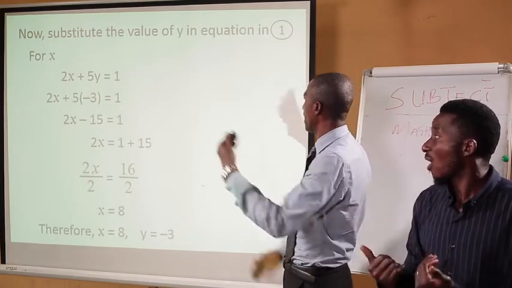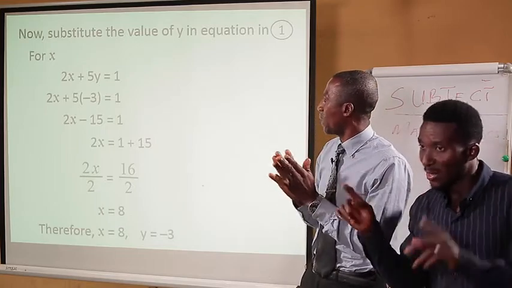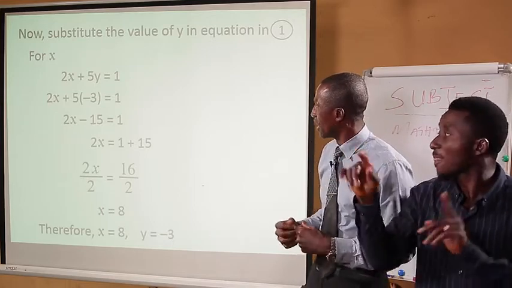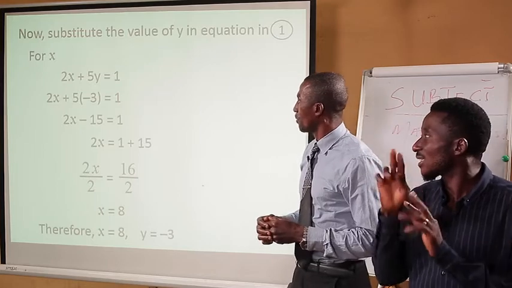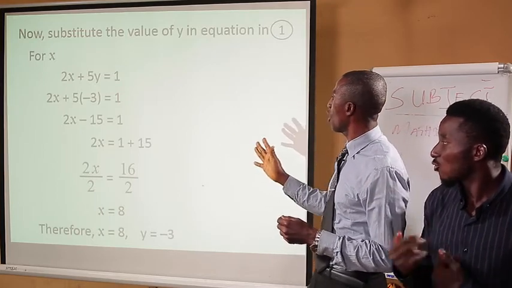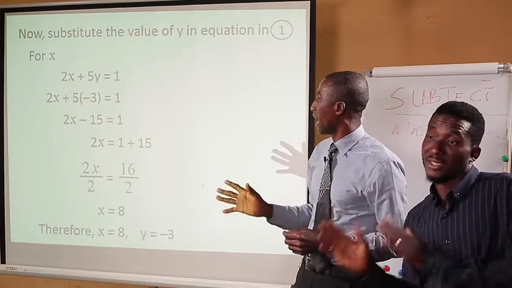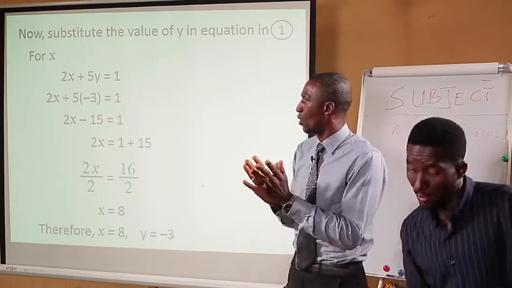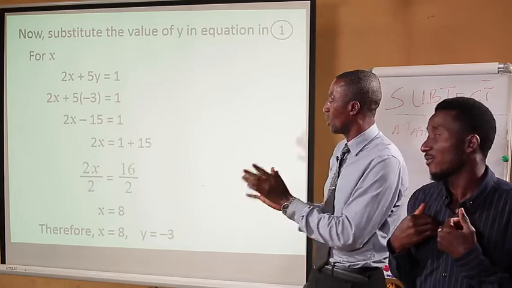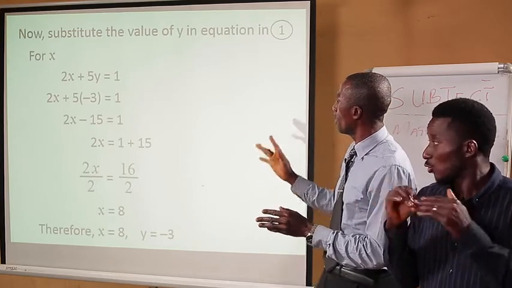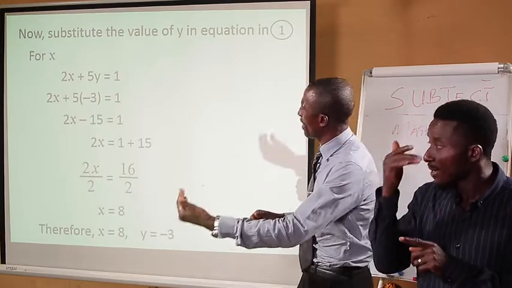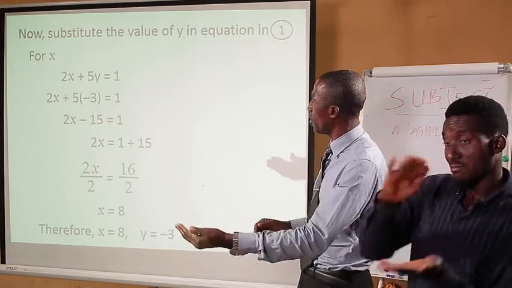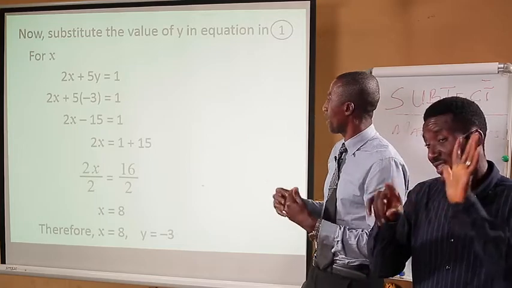So we now have our 2x, then plus 5 times minus 3, the answer is minus 15. So we now have 2x minus 15 equals the right-hand side, which is 1. By collecting the like terms, we are now going to have 2x equals 1 plus 15, because minus 15 crosses from the left-hand side to the right-hand side and becomes plus 15.